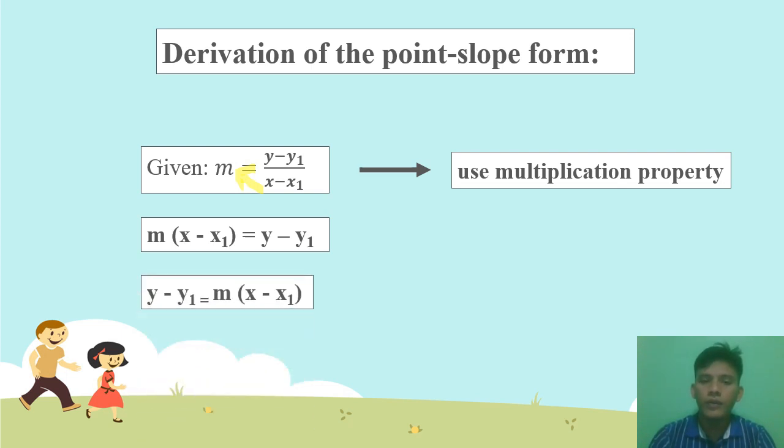So, we need to put the y values to the left side and the x values to the right side. So, we will just interchange the pattern, because y must be put at the left side as always. So that's why y minus y sub 1 is equal to m quantity x minus x sub 1. And this will be our formula for the point slope form.